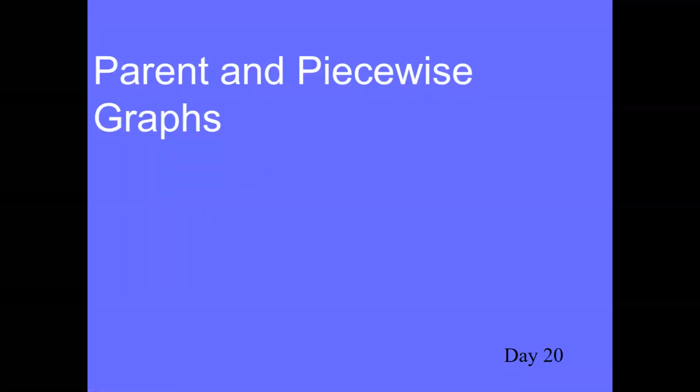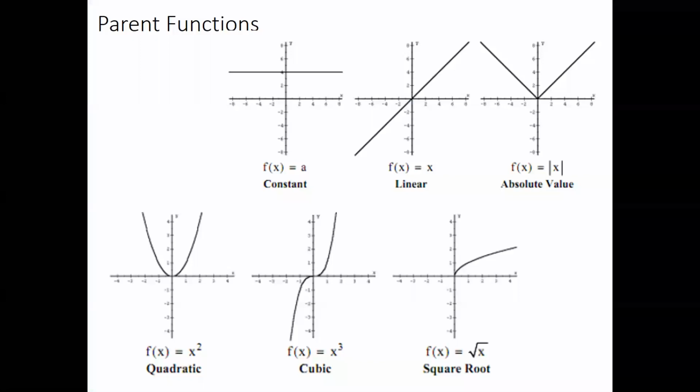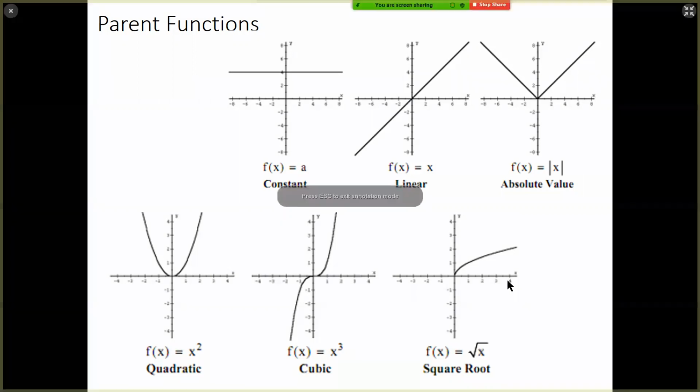So for today's lesson, we're going to look at parent and piecewise graphs. First thing we're going to start off with is the 6 most common parent functions. So if you look, the first graph is just a constant. If I would give you a problem, this one would be like y equals 4. So that's your most common. You should have learned about those in Algebra 1.